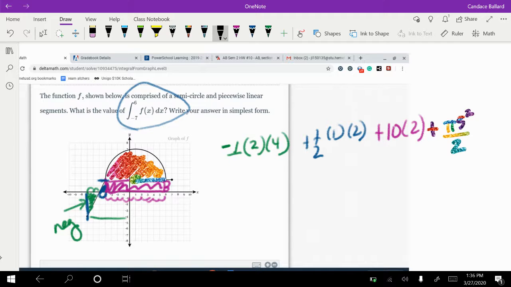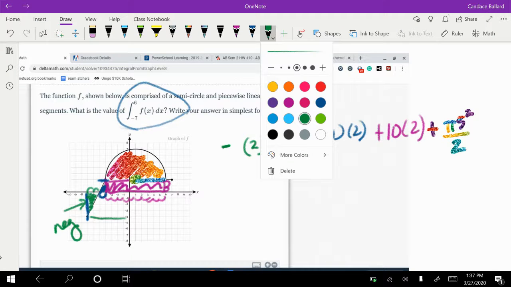So it looks like 2, ooh, it disappeared on me. It's not what I wanted. Oh, how did I hit eraser? Sorry, I'm learning this new one.